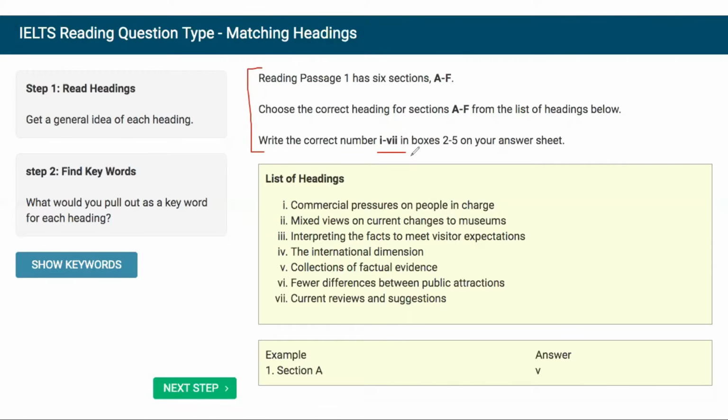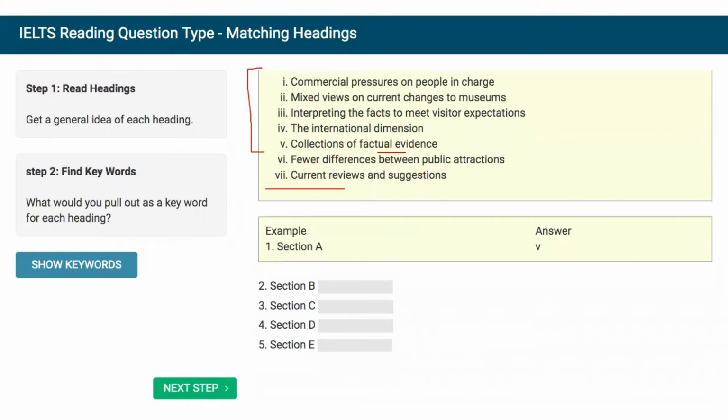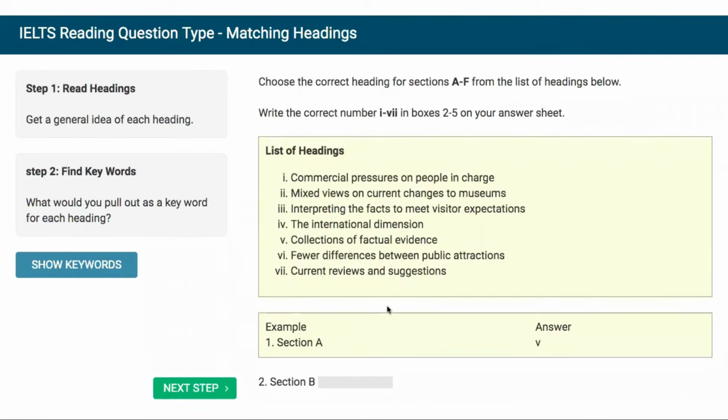Very important. And you'll see for this question type, a list of headings, usually around 5 to 9 headings, and they're in Roman numerals, okay? And based off of our expertise with this exam, you're most likely going to have more headings than questions. So for example, if you see here, let me clear our screen, we have questions 2 through 5 because 1 has been done for us. So we have 4 questions to answer and more than 4 headings, okay?